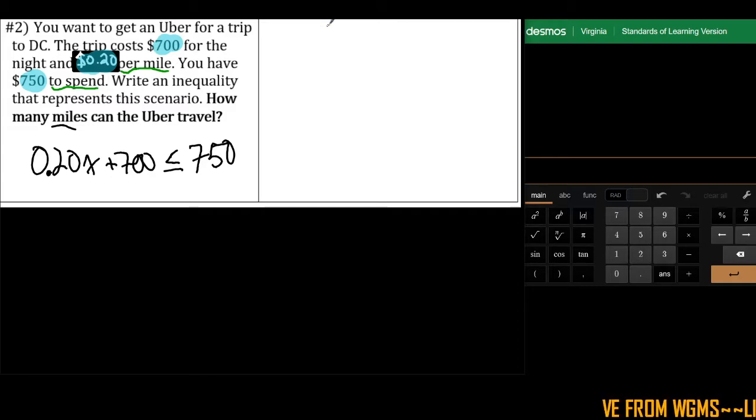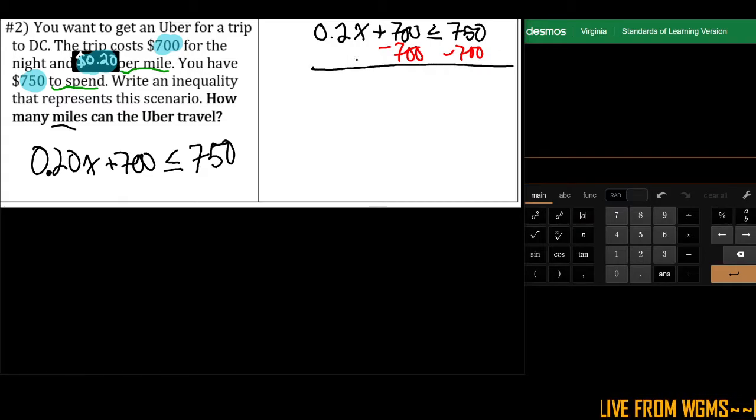So now I can say this. I have my inequality 0.2 times x plus 700 is less than or equal to 750. You can use your inverse operations. Subtract 700 from both sides. On the left side, I have 0.2x is less than or equal to 50.